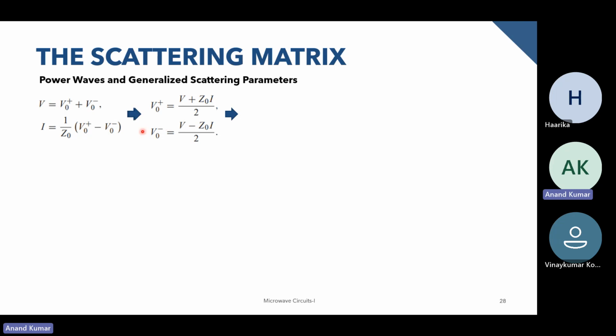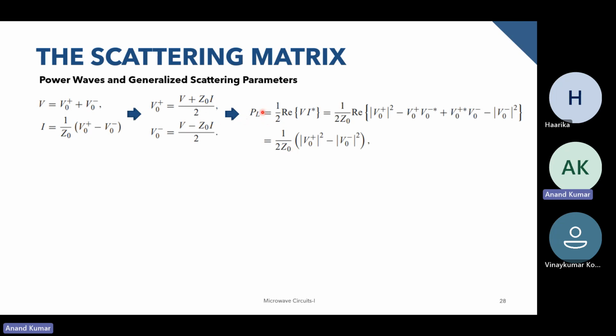So let us look at what we have done till now. We had the voltage and current expressions like this, and the incident and reflected voltage is given as this, and the power can be calculated using this expression, where we had these terms as pure imaginary. So essentially, the power at the load was given by this expression: the incident voltage minus the reflected voltage is the power delivered to the load.